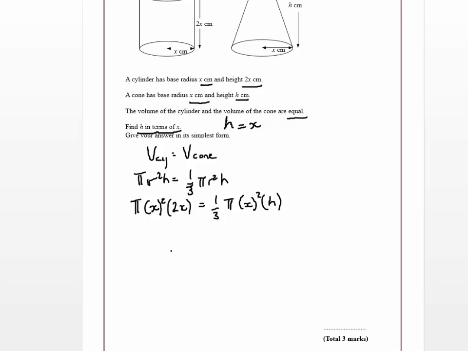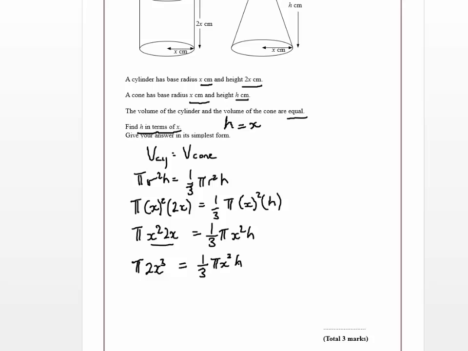Scroll down a bit now. You should already know how to expand this out. So what we've got here is pi x squared 2x is equal to 1/3 pi x squared h. Multiplying these two terms together, that's going to give me pi 2x to the power of 3 is equal to 1/3 pi x squared h.